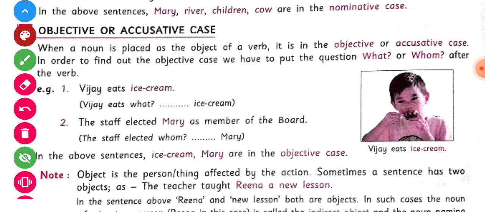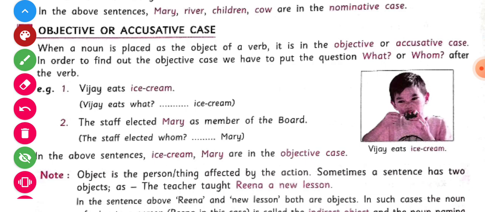For example, Vijay eats ice cream. Now we ask the question: Vijay eats what? What does Vijay eat? We get the answer that Vijay eats ice cream. So ice cream is in the objective case. Next example: the staff elected Mary as member of the vote. You ask: the staff elected whom? The answer is Mary. So Mary and ice cream are in the objective case.